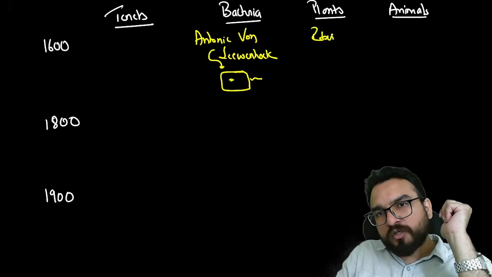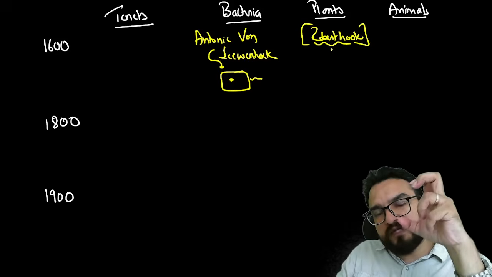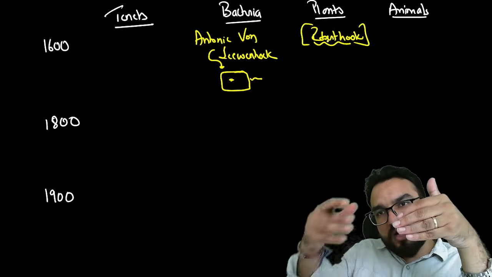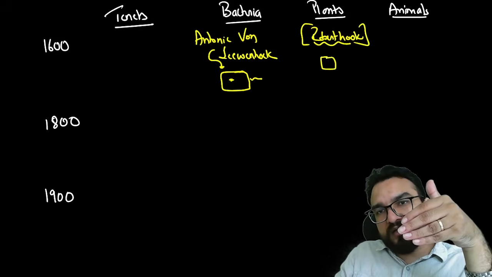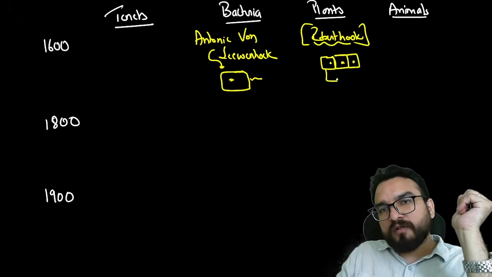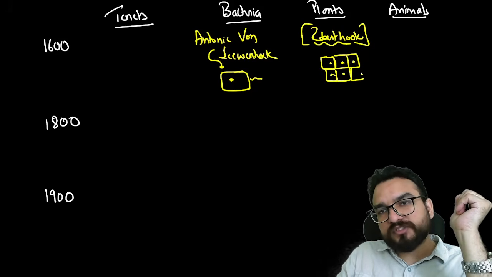Whereas Robert Hooke, one important scientist, you will find, observed the cork, the outer layer of the tree, and when he observed it under the microscope, it also looked similar, a honeycomb-like structure like the one I have just shown you.